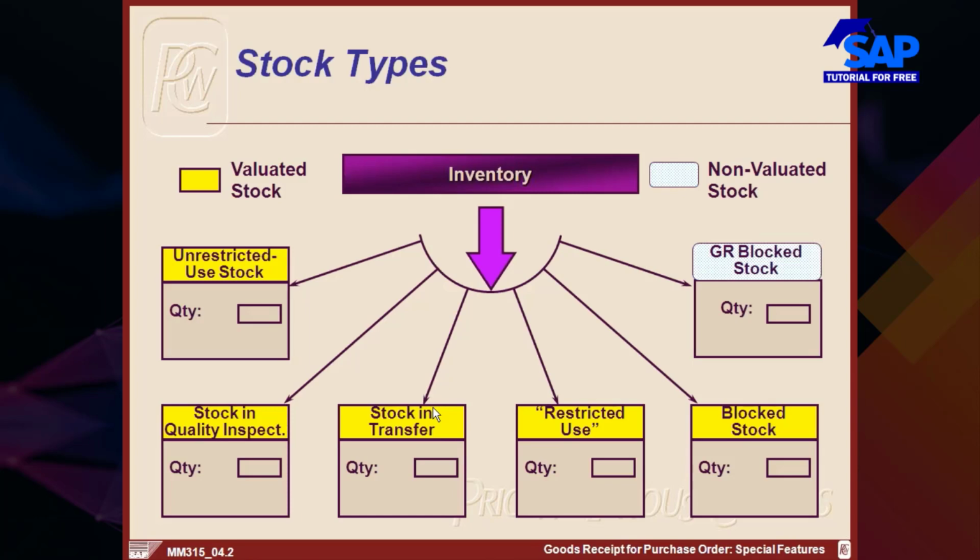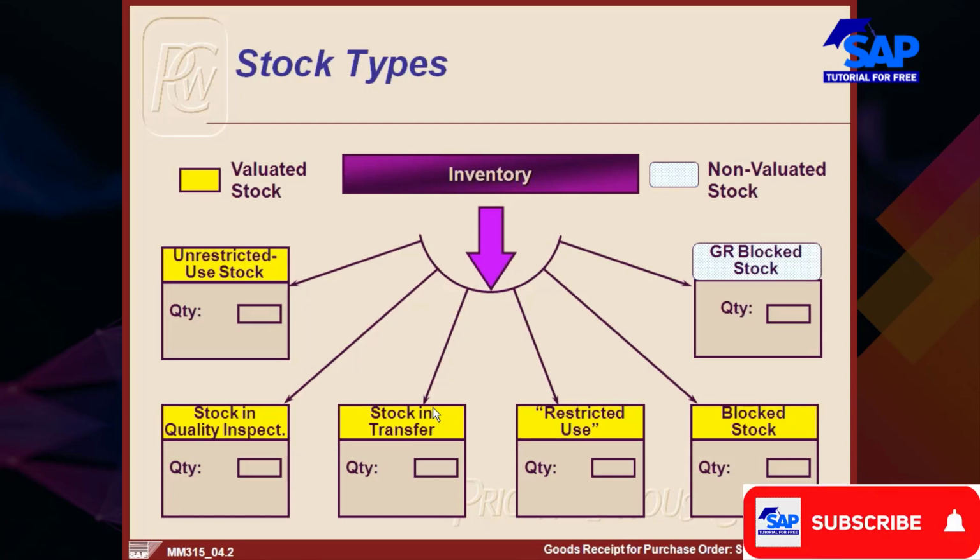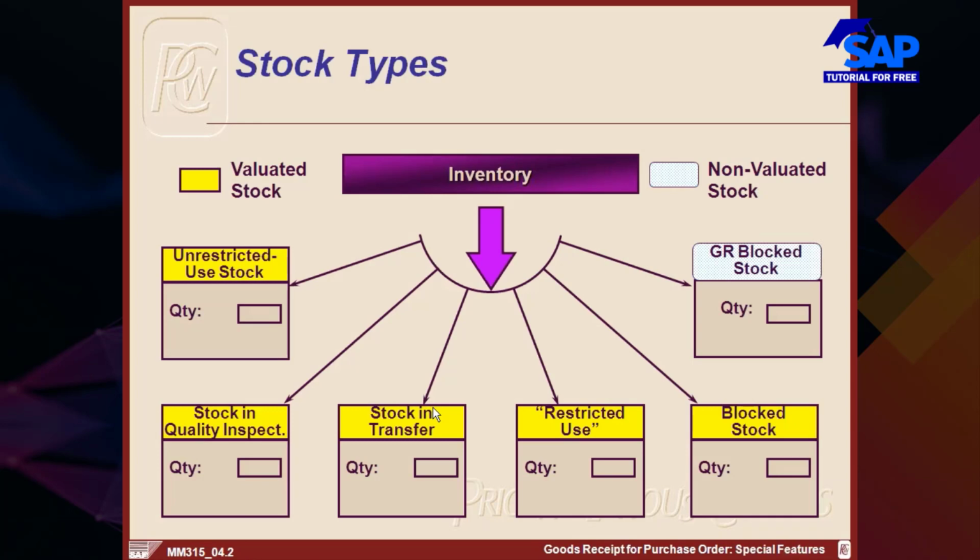Similarly, restricted use. This restricted use stock is only meant for batch management. Other than batch management, nowhere will you use restricted use. So when we work with batch management, I will explain what restricted use is, and how to move the material from restricted use to unrestricted use. That is a different one. Blocked stock, we have discussed it. Then there is something called GR blocked stock. Let's work with this one.